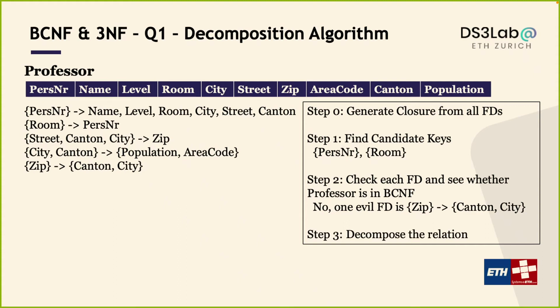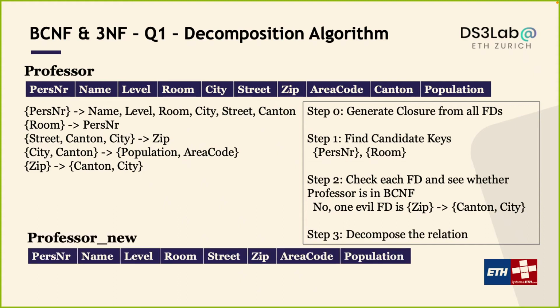Okay? In this case, how to decompose it? You can create a new relation, right? It contains all the attributes in this evil functional dependency. Zip code, country, city become a new relation called zip code, for example. And then you take the original relation and get rid of the right-hand side of the functional dependency, right? You could have another one, for example, professor new, without country, city there.